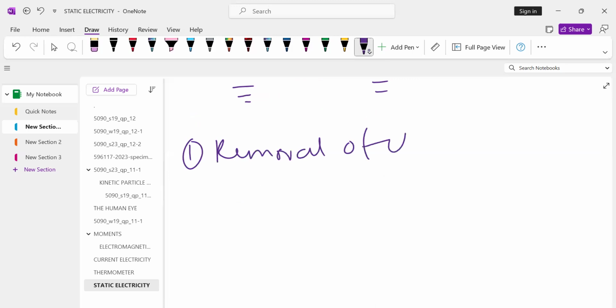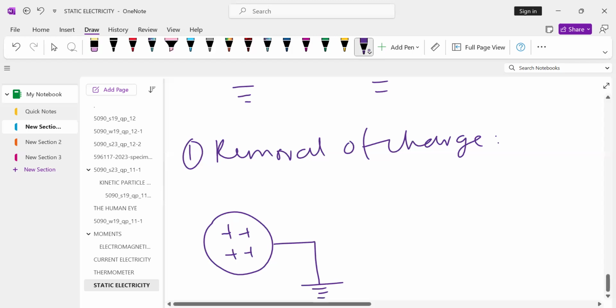Removal of charge. For example, this is a sphere which has positive charge. When the sphere has positive charge, here is the earthing wire, and the electrons move towards the sphere. When these electrons move towards the sphere, they make the positive charge neutral.